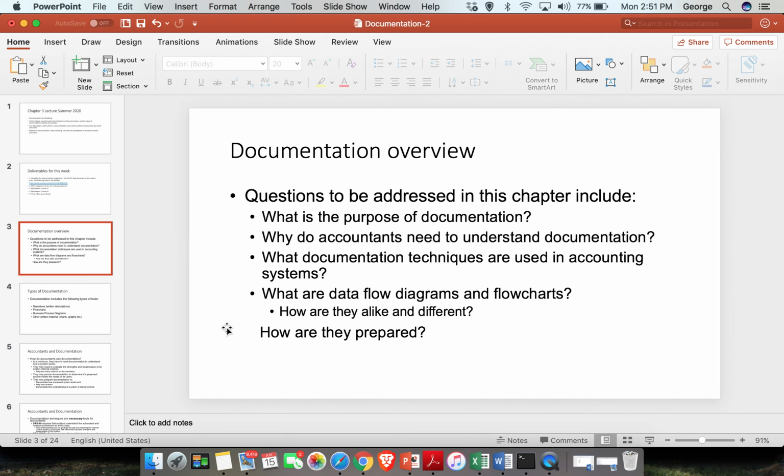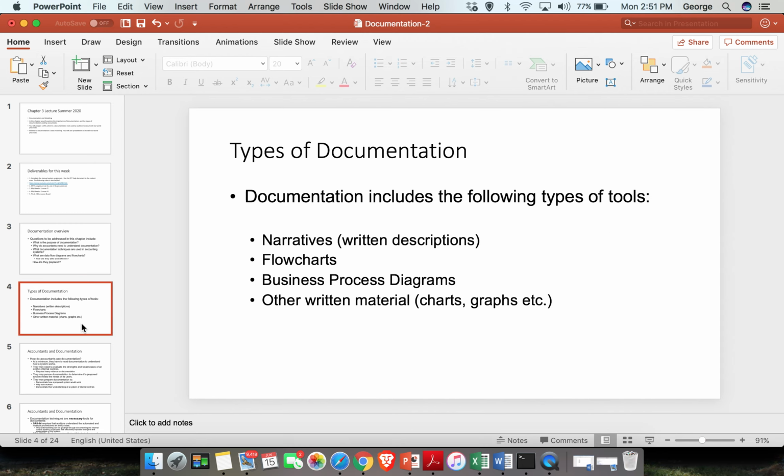What techniques are used in accounting systems? We're going to talk about flowcharts a little bit, data flow diagrams, and business process charts. But mostly we're going to focus in this presentation on data flow diagrams. All right, and then we'll compare the two, data flow diagrams and flowcharts, and how to prepare those.